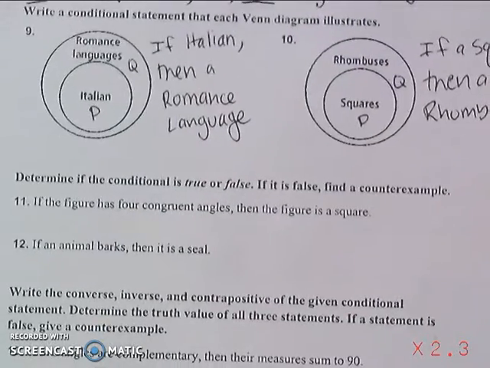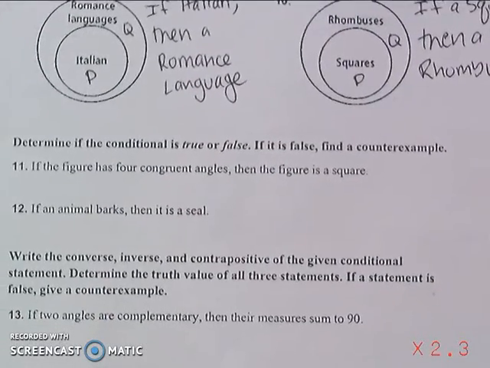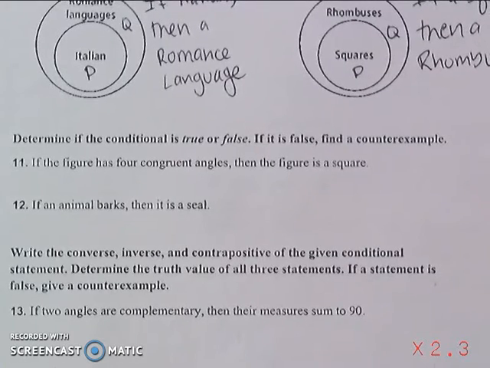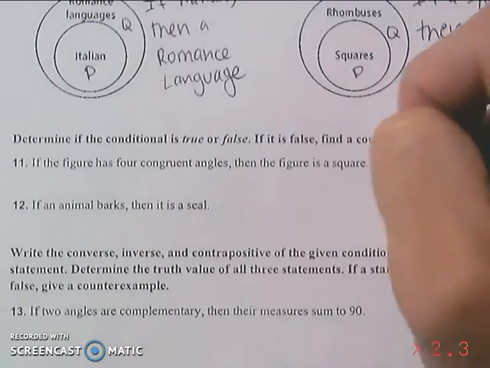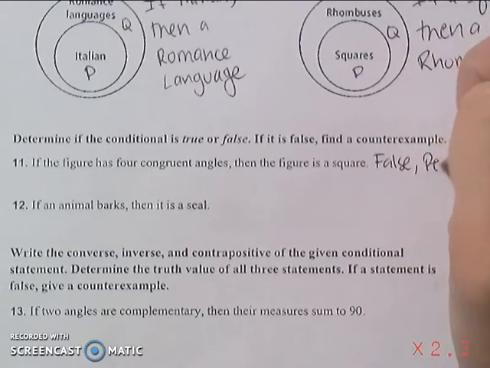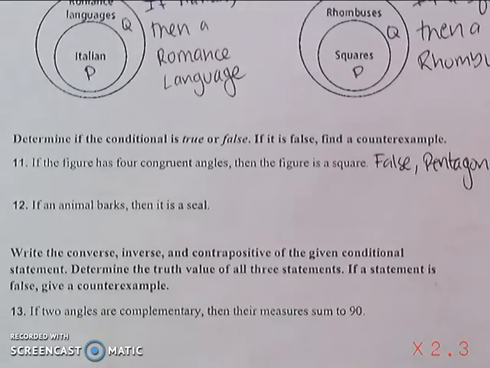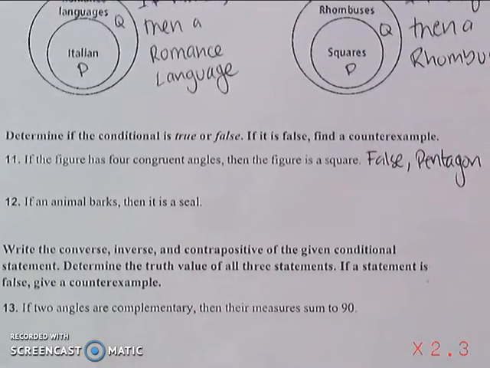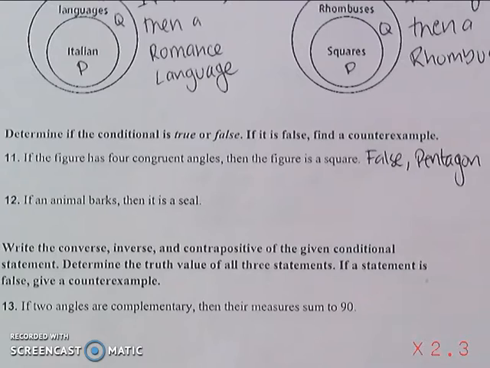Number 11: if the figure has 4 congruent angles, then the figure is a square. We're going to say true or false. I'm going to say false. I could have a pentagon. A pentagon has 5 congruent angles. It didn't say only 4, it just said 4. And a pentagon does have 4.